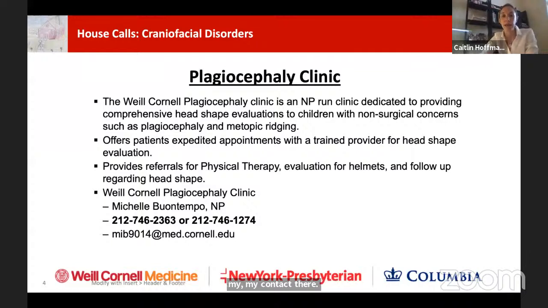Beyond that, we have a dedicated plagiocephaly clinic. This is an NP-run clinic that is dedicated to providing comprehensive head shape evaluations to children in non-surgical cohorts, such as plagiocephaly and metopic ridging. It therefore expedites appointments. It gets patients in usually within a day or two, certainly within a week, with a trained provider. We provide referrals for physical therapy, helmet evaluations, and then also additionally pulling in myself or another physician if need be, based on concern for a different diagnosis. Michelle Buontempo is the one that runs that clinic.